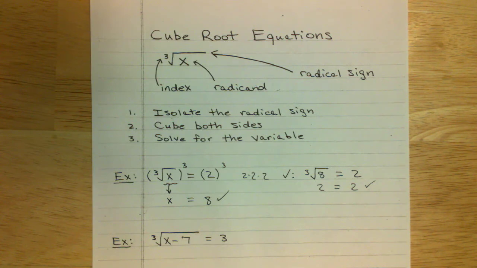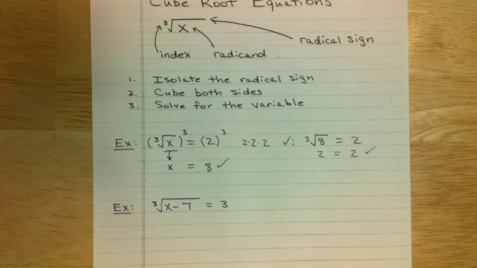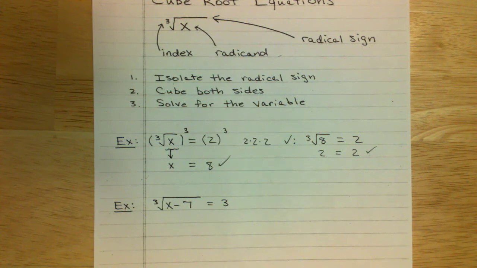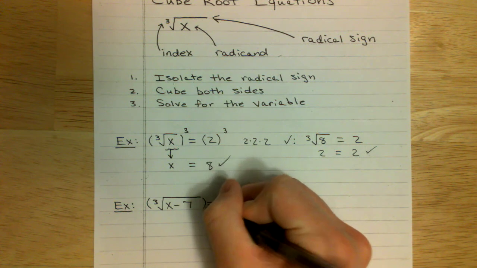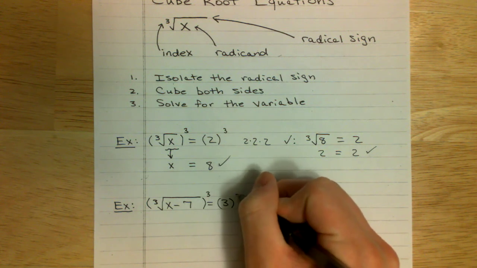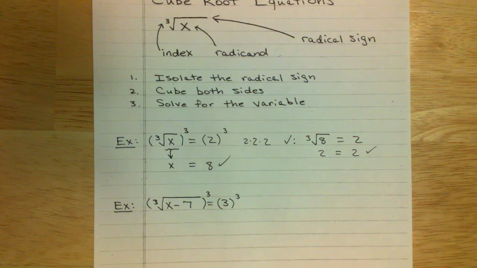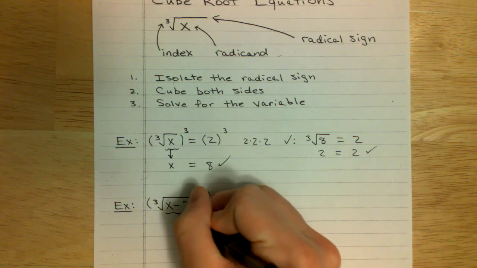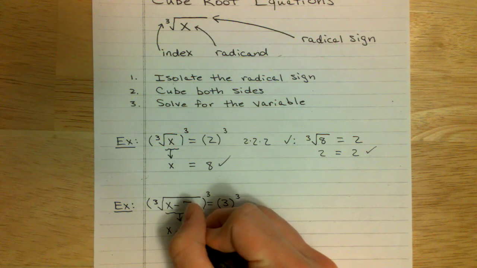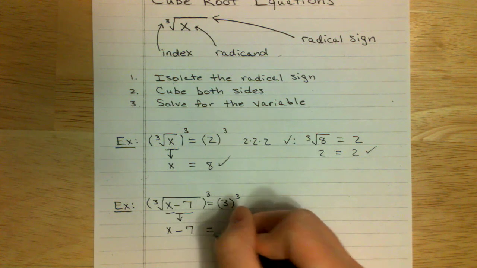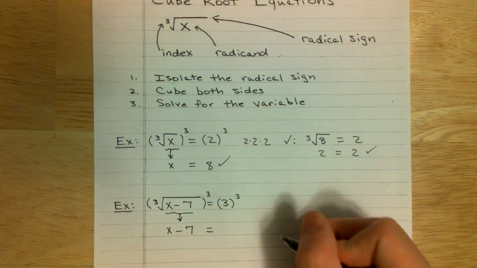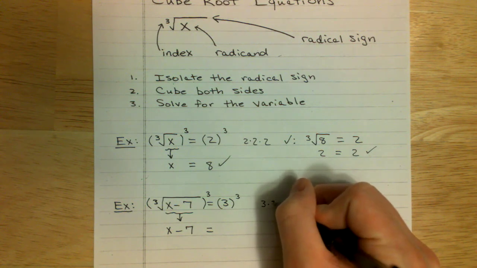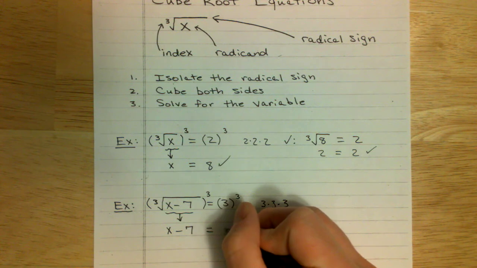Okay? Now for the next equation, I have the cube root of x minus 7 is equal to 3. The first thing I need to do is cube both sides. That'll get rid of the radical sign. So when I cube both sides, the radical sign goes away, and whatever's inside the radical sign, the radicand, is going to come on out. So the x minus 7 comes out on the left side. And on the other side, I have 3 cubed. That's going to be 3 times 3 times 3, which is 27.